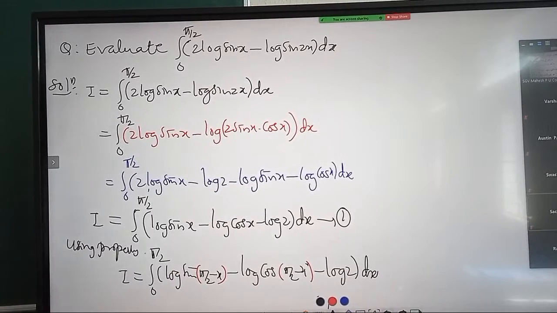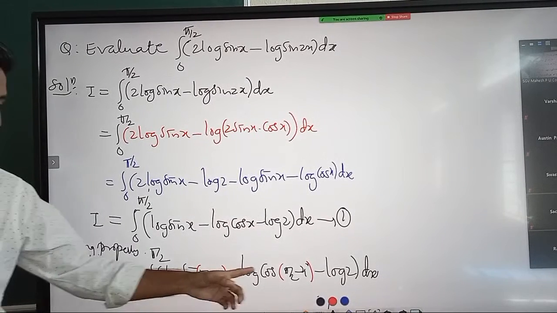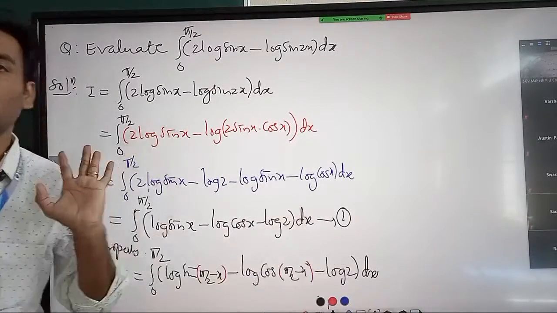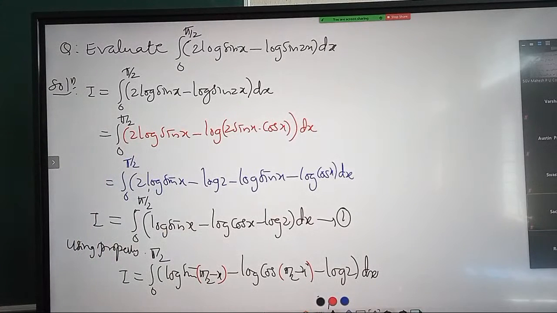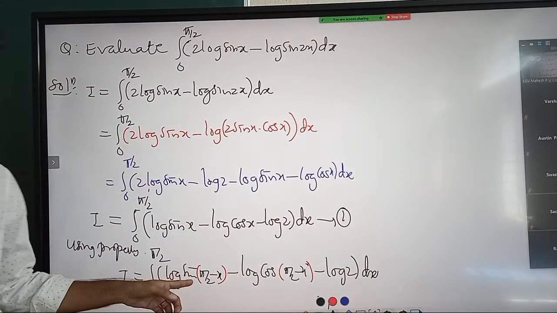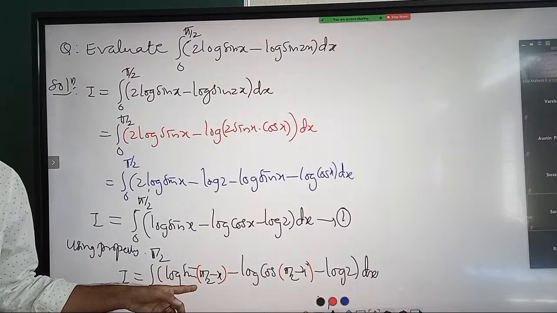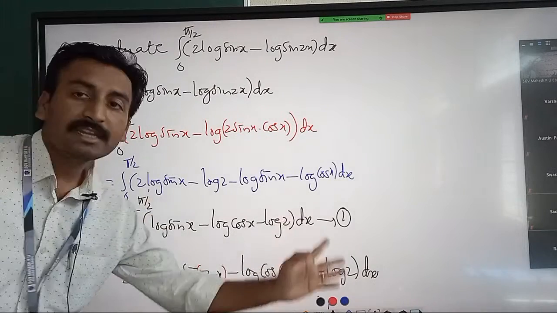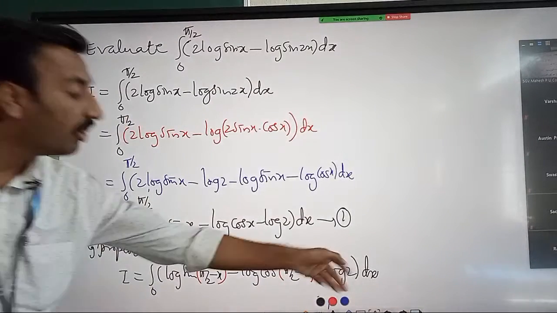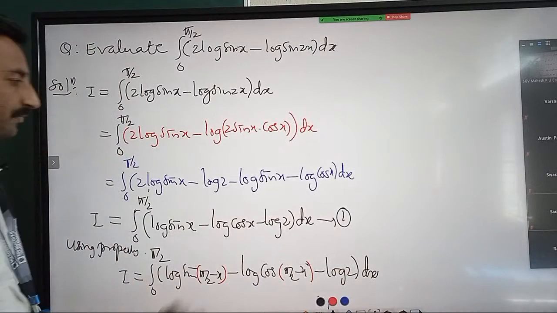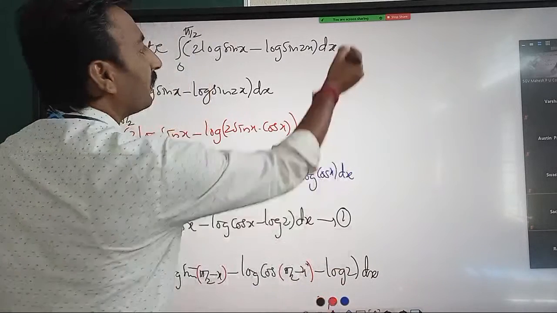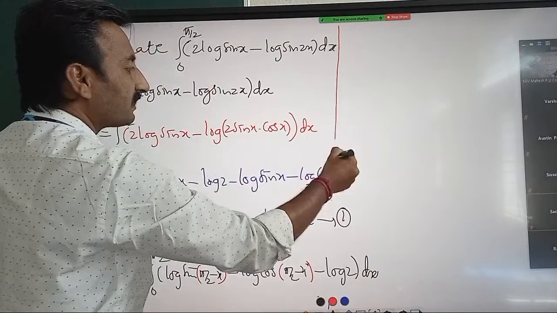What I have done? Log of sin(90 minus theta), log of cos(90 minus theta), and log 2. Correct? Very good. What is this? Sin(90 minus theta) becomes cos theta. Cos(90 minus theta) becomes sin theta. Log 2 as it is. So then it is very clearly you can say this.